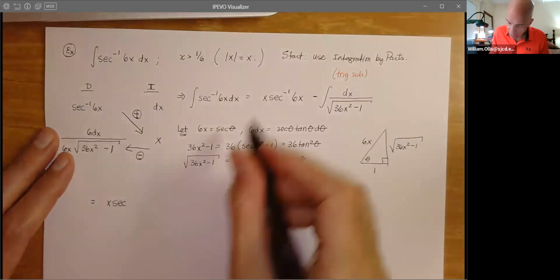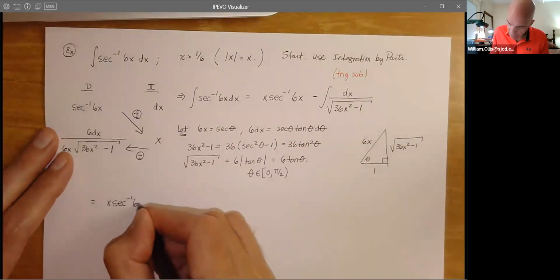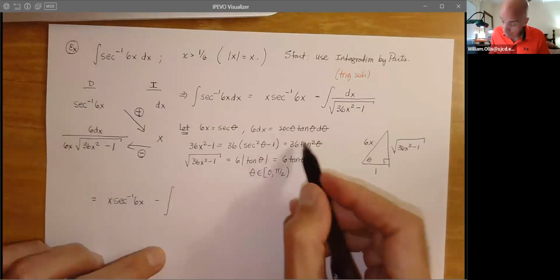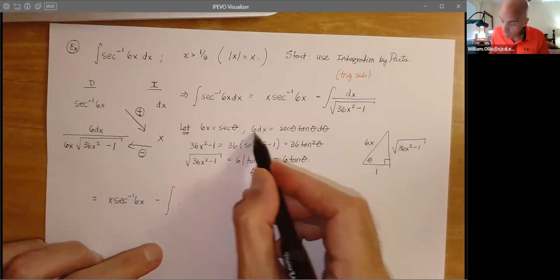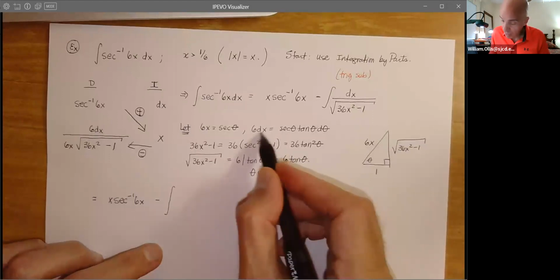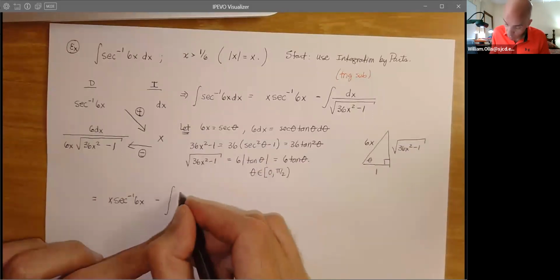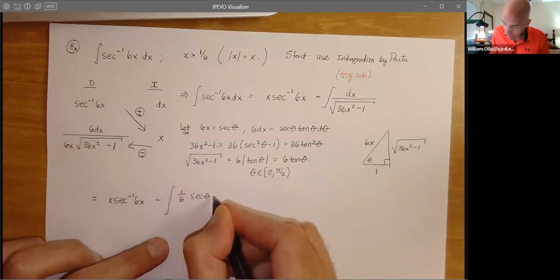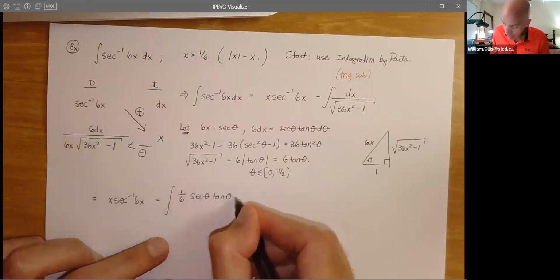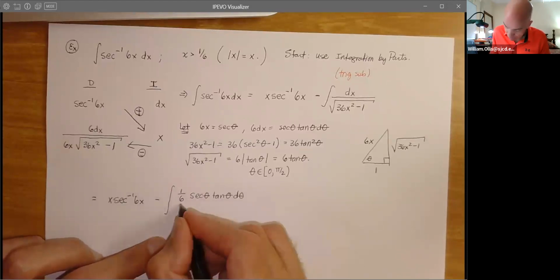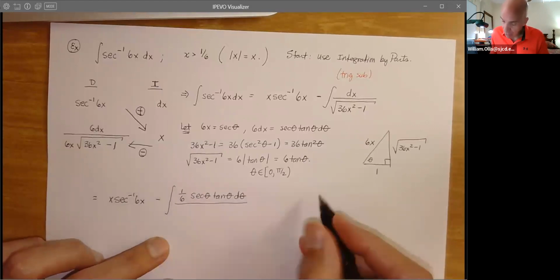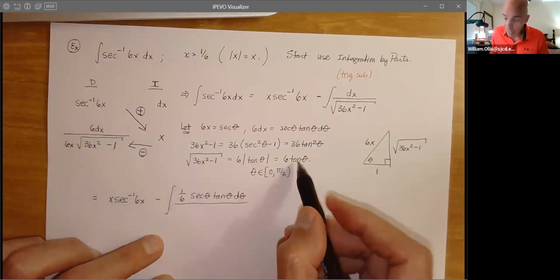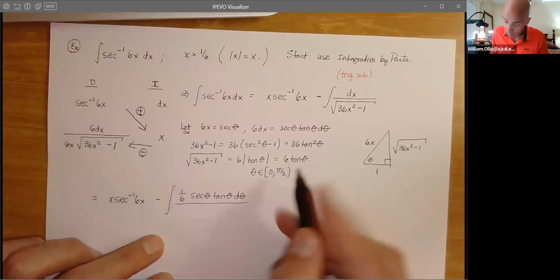So just basic trigonometry here. So now we get x times the inverse secant of 6x minus, let's fill everything in. So now dx, we get 1/6 here. We got a 6 here. We don't need 6 dx, so we'll do 1/6 secant theta, tangent theta, d theta. And then downstairs, we need the square root, and that's going to be what, in this case, we're going to have what, 6 tangent theta.